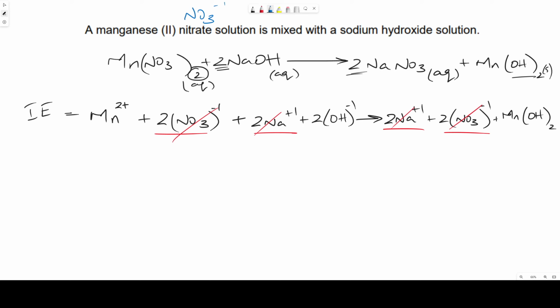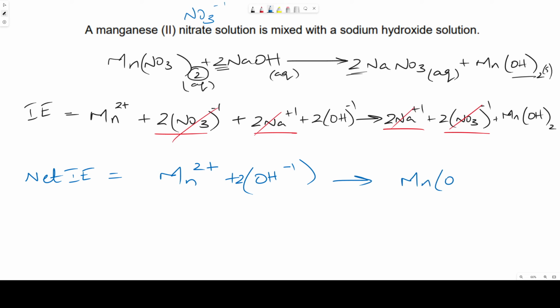So my net ionic equation will be manganese 2+ plus 2OH- right there, will get me manganese hydroxide. Okay, now if you want, you can put your states in here if you'd like. Like I said in the beginning, I get lazy, but you should always do that. So this is your net ionic equation.